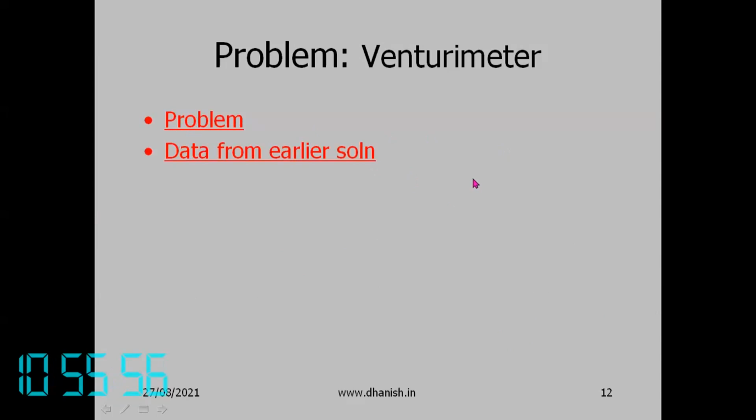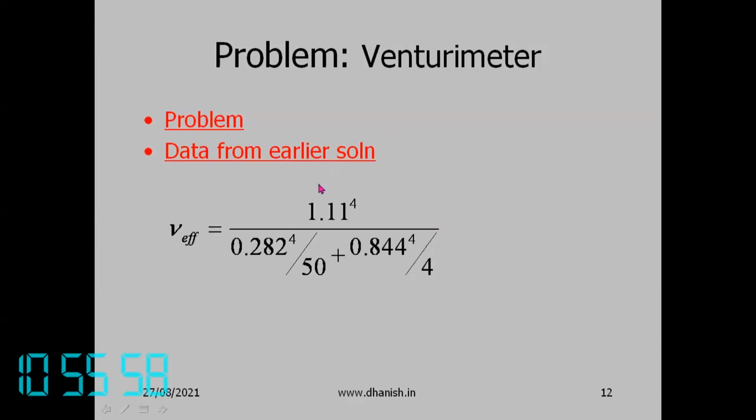Okay, so this is another problem. I think we have not done this. So same way, combined standard uncertainty raised to 4, divided by uncertainty of source 1 raised to 4 by degrees of freedom of source 1, plus uncertainty of variable 2 raised to 4 divided by degrees of freedom for variable 2.